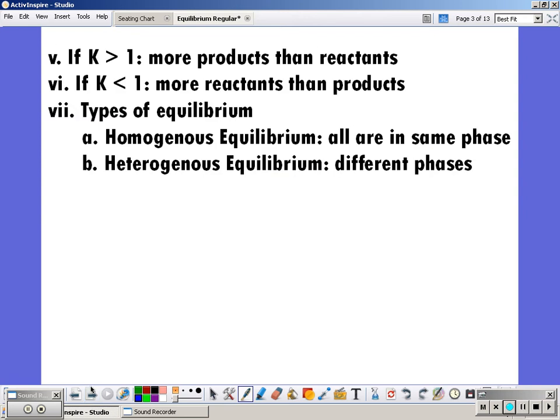Now, when you calculate for K, if K comes out to be more than 1, then that means we have more products than reactants. If K is less than 1, we have more reactants than products. That also means if we have more products, then our forward reaction is favored. If we have more reactants than products, our reverse reaction is favored.